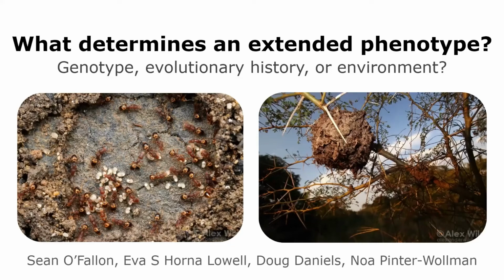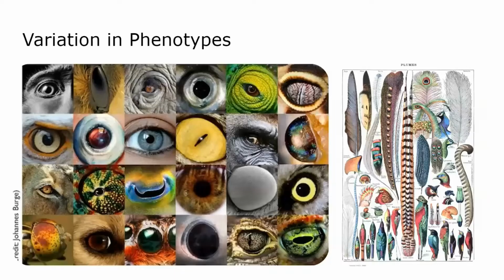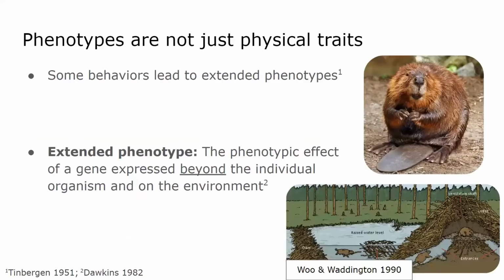What determines an extended phenotype: genotype, evolutionary history, or the environment. Across the diversity of life, there's a lot of variation in phenotypes, and we see this with very classical traits like eye and bird plumage. Phenotypes are not just physical traits. Some behaviors lead to extended phenotypes, and an extended phenotype is the phenotypic effect of a gene expressed beyond the individual organism and onto the environment.